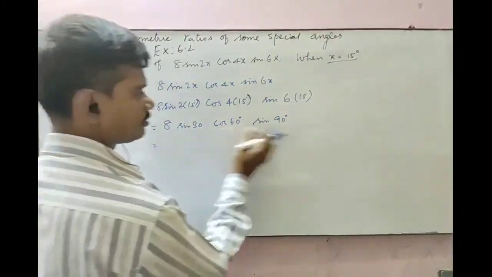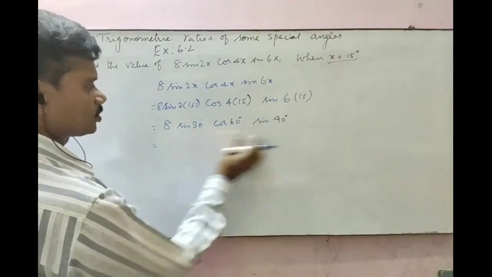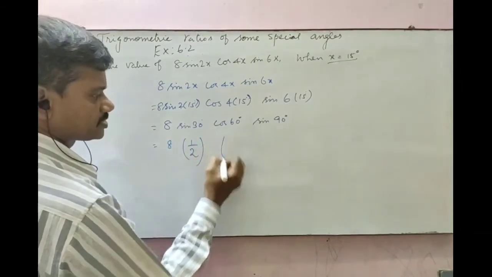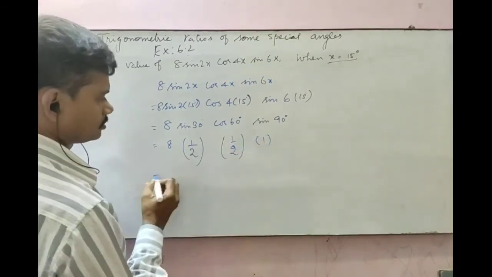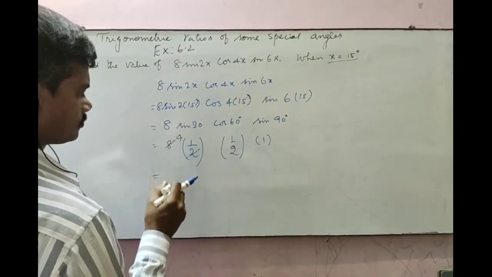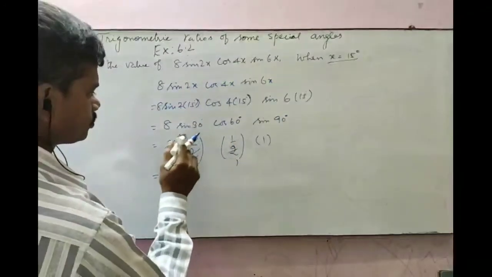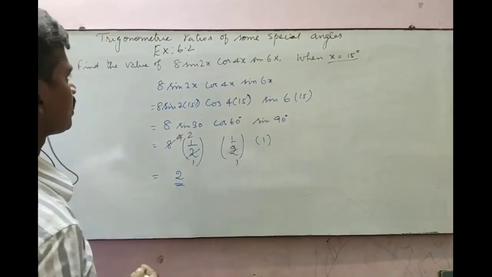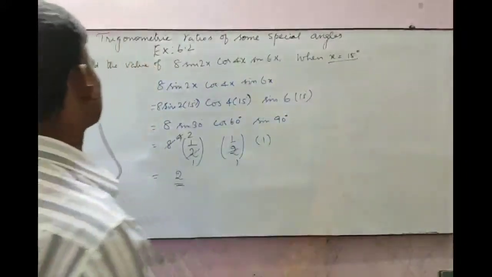Now you get the table values for the angles 30 degree, 60 degree, 90 degree. We know the value of sin 30. Sin 30 is 1 by 2. Like that cos 60 is also 1 by 2. Sin 90 is 1. Now you can cancel the 2 with the 8, which gives 4. 2 into 1, so the answer is 2. So this is the value of 8 sin 2x into cos 4x into sin 6x when x is equal to 15 degree.